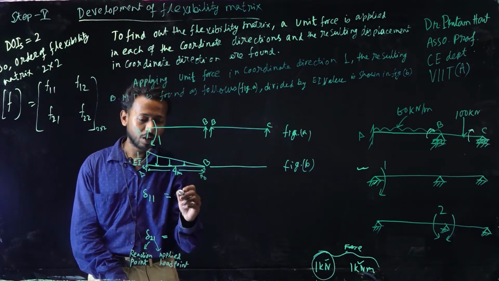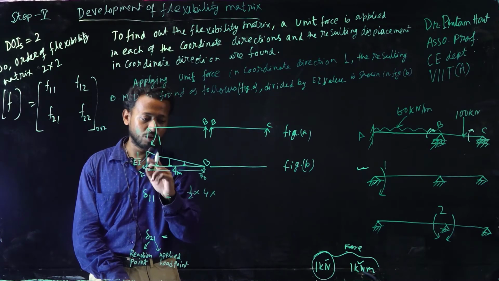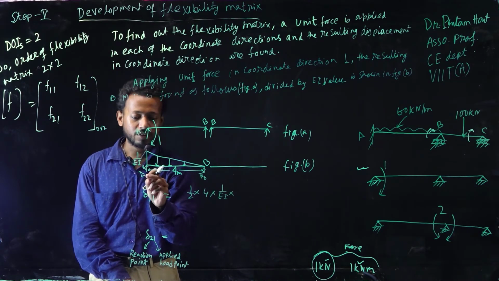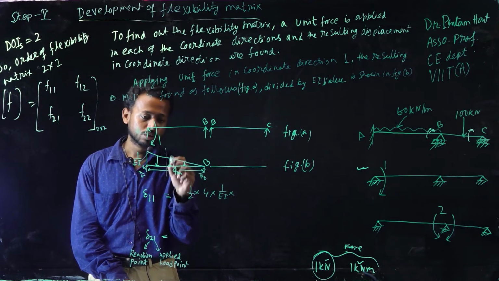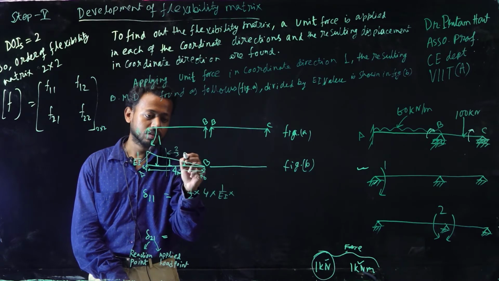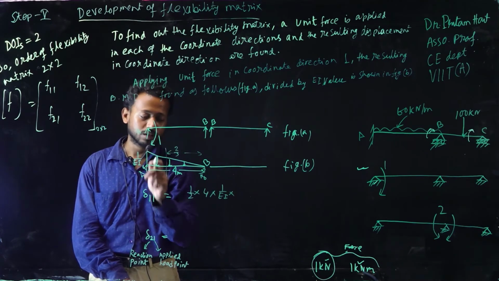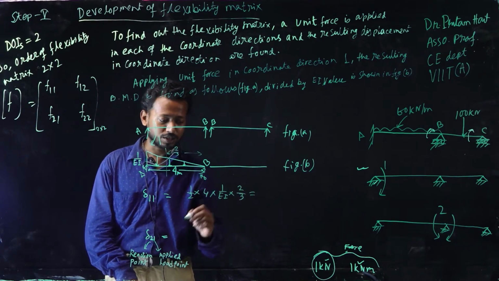So RA, how will you calculate? This will be half into base into altitude. Altitude is 1 upon EI into, while you are calculating RA, just multiply this distance, which is 2/3, and while you calculate RB, you multiply 1/3. Okay, so multiplied by 2/3, you will get this much.